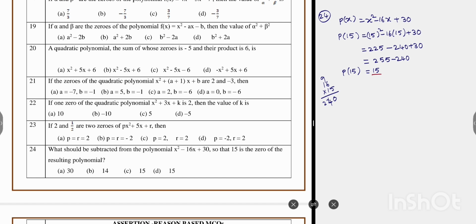So what should be subtracted from the polynomial? 15. Here two options are given. I think it's a printing mistake. Either C or D, both are correct. I think one should be positive and one should be negative. Plus 15 is correct.